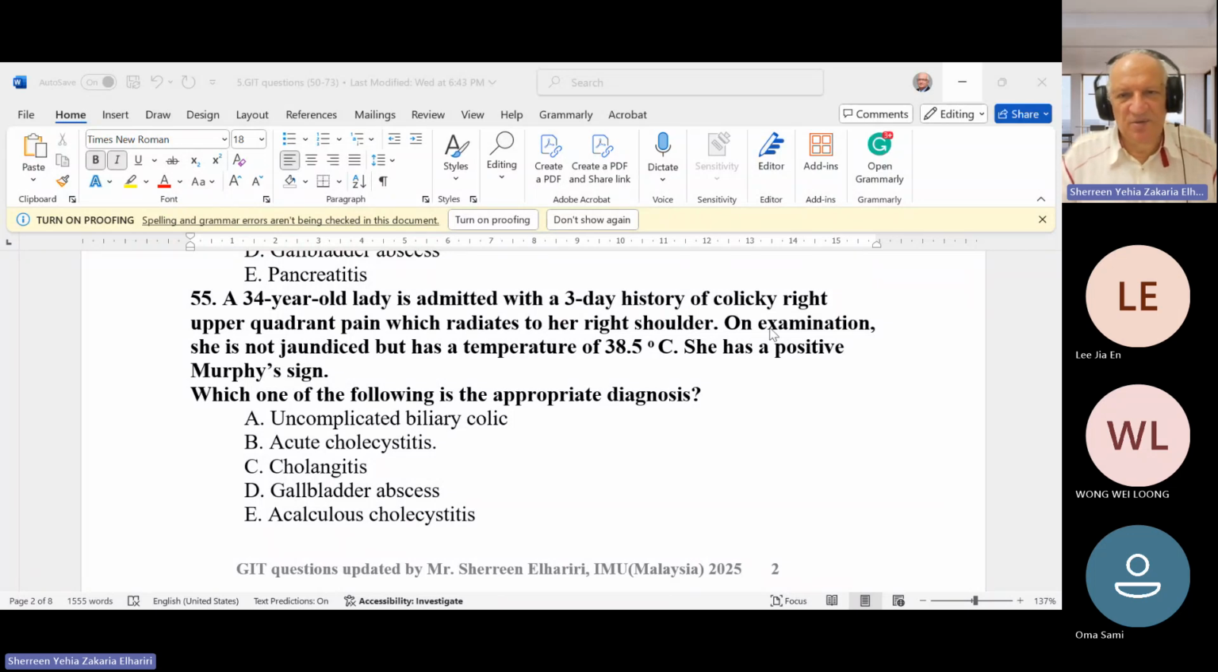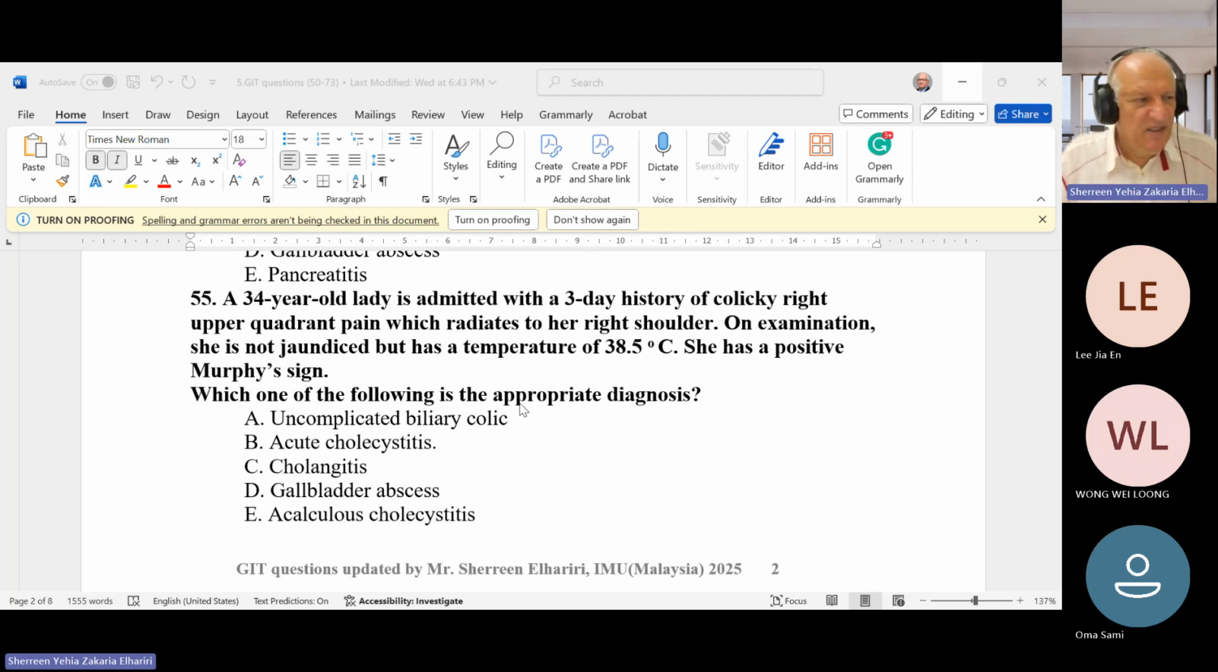So this patient has acute cholecystitis. On examination, there is no jaundice, so it is not acute cholangitis. Temperature is high, 38.5. She has a positive Murphy sign. So this is a typical diagnosis of what? Acute cholecystitis. Yeah, so this is Murphy sign. Typical acute cholecystitis: positive Murphy sign, pain radiated to the right shoulder, no jaundice, and just pain and tenderness.